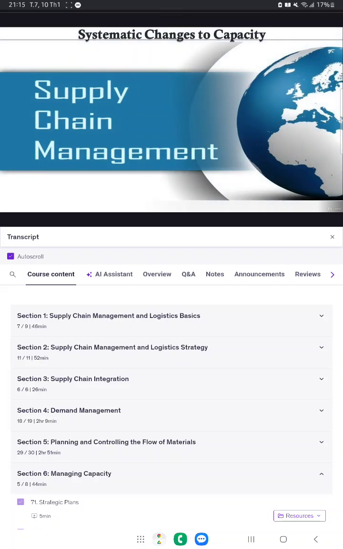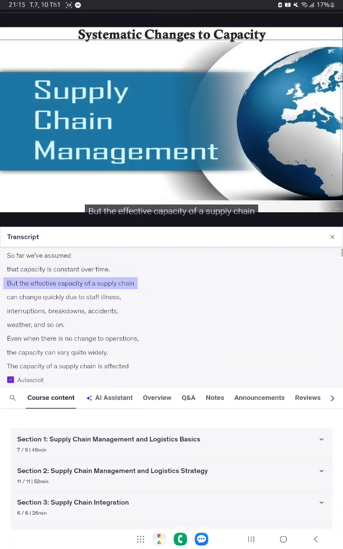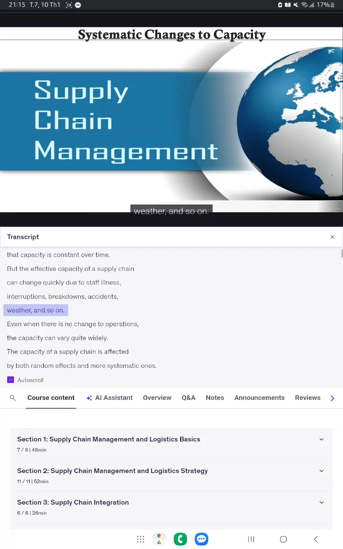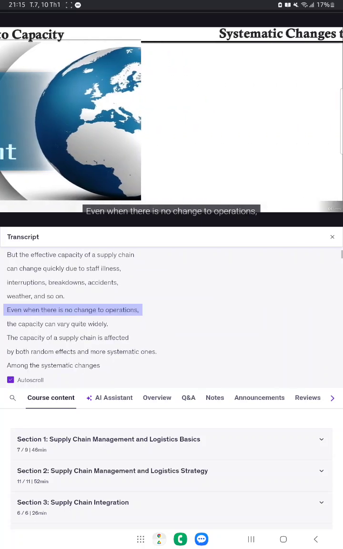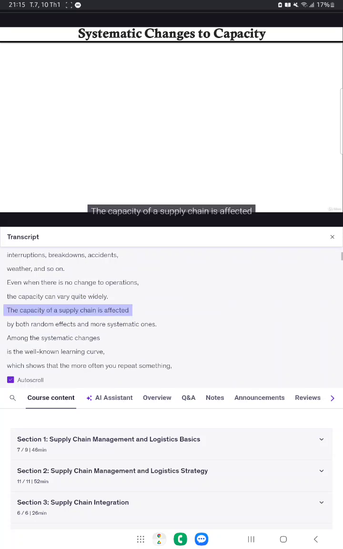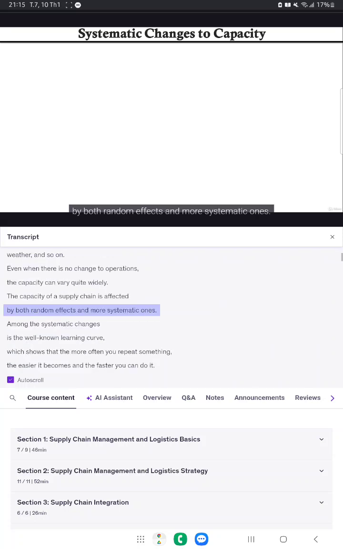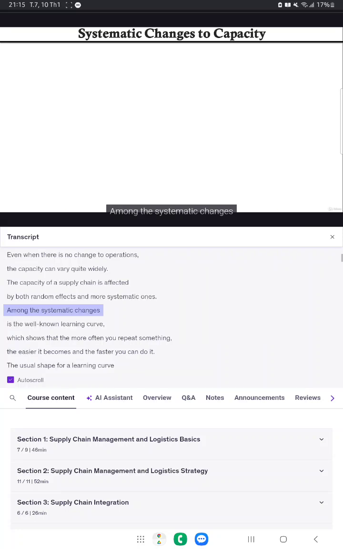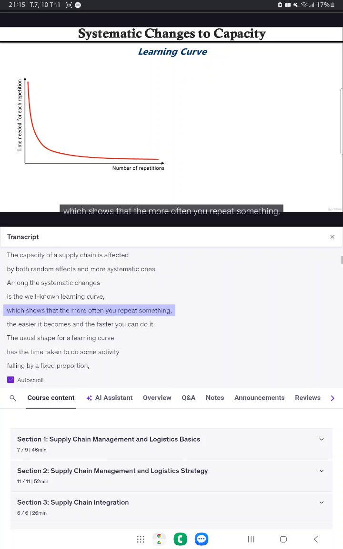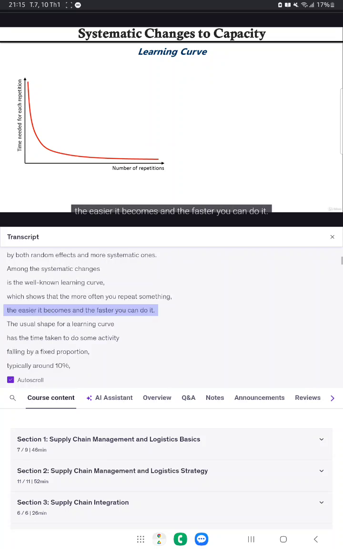So far we assume that capacity is constant over time, but the effective capacity of a supply chain can change quickly due to staff illness, interruptions, breakdowns, accidents, weather, and so on. Even when there is no change to operations, the capacity can vary quite widely. The capacity of a supply chain is affected by both random effects and more systematic ones. Among the systematic changes is the well-known learning curve, which shows that the more often you repeat something, the easier it becomes and the faster you can do it.